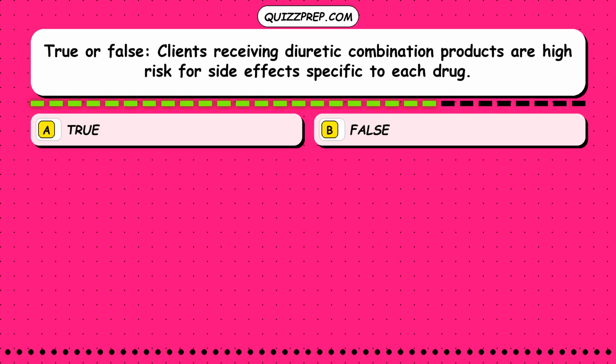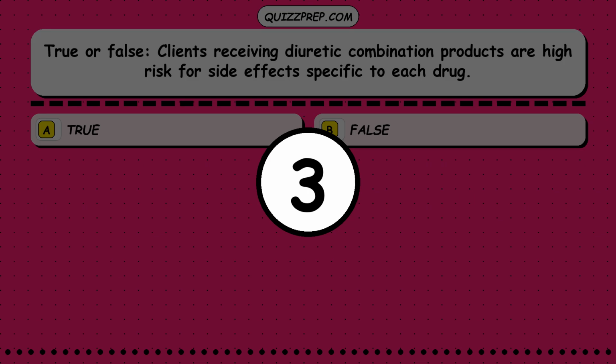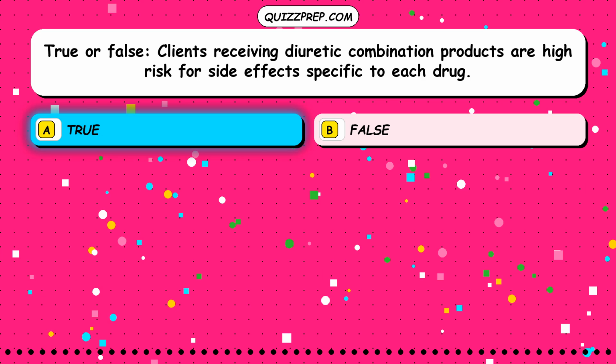Question 145. True or false, clients receiving diuretic combination products are high risk for side effects specific to each drug? Option A, true. Option B, false. The correct answer is option A, true.